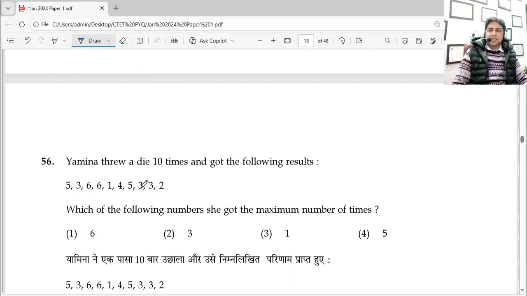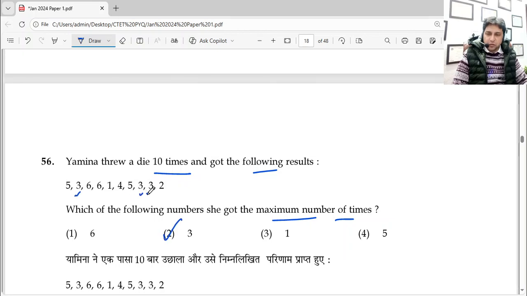Number 56. Yamina threw a die 10 times and got the following results: 5, 3, 6, 6, 1, 4, 5, 3, 3, 2. Which of the following numbers did she get the maximum number of times? Now 5 she got 2 times, 3 she got 3 times, 6 she got 2 times, 1 she got once, 4 once and 2 once. That means the answer is going to be 3. She got 3 the maximum number of times.